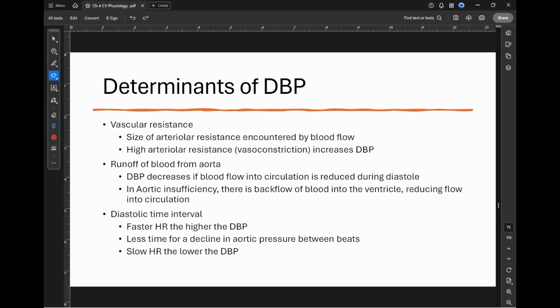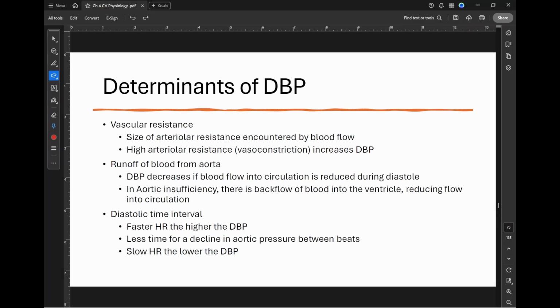Determinants of diastolic blood pressure. What can alter your diastolic blood pressure? That's the bottom number. One is vascular resistance. High arteriolar resistance, vasoconstriction: we're reducing the diameter or the radius of the vessel. The resistance goes up, the pressure goes up, so your diastolic pressure is going to go up.